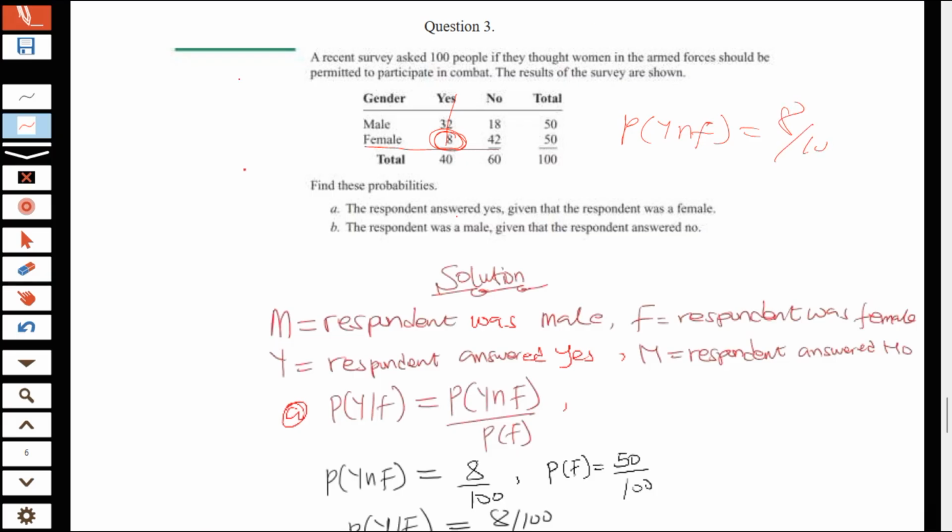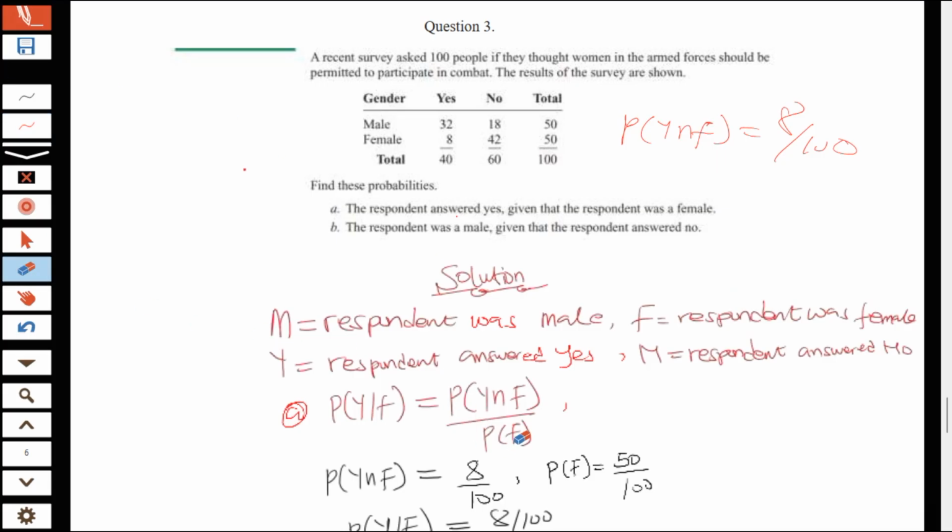100. Take your time so that I'll really help you to understand. If you come here, you could see clearly that this is a male. So here we are just locating where male and yes will intersect. That's basically what we are looking for. So when we come here, male and yes intersect at 8. And the total number of observations is 100. That's the reason we are having 8 divided by 100.